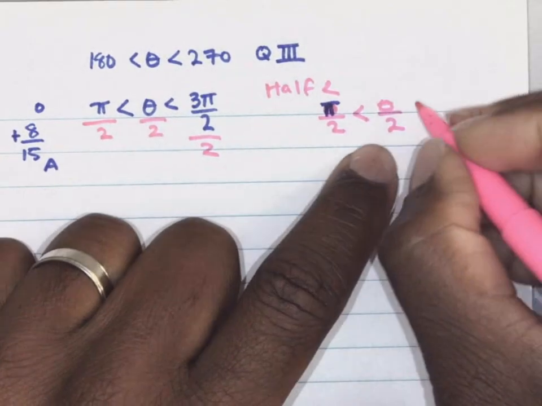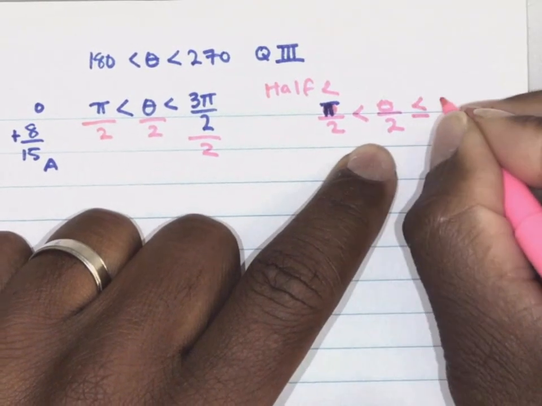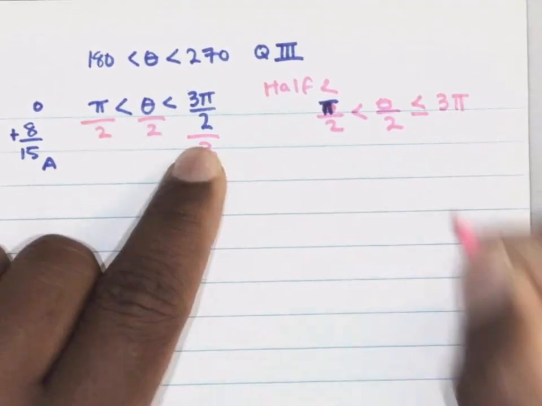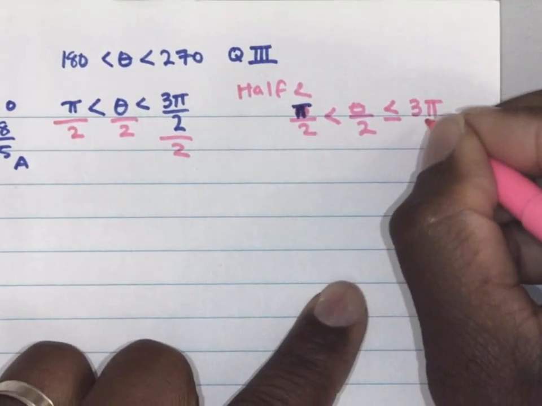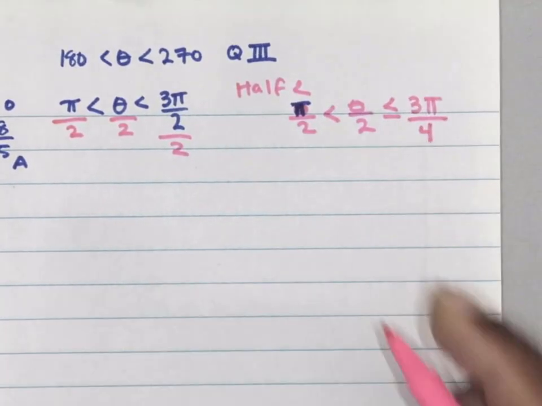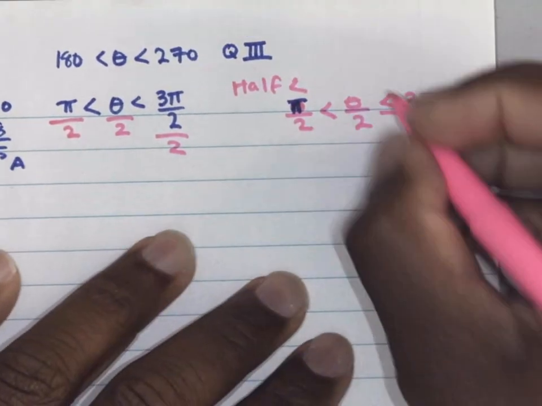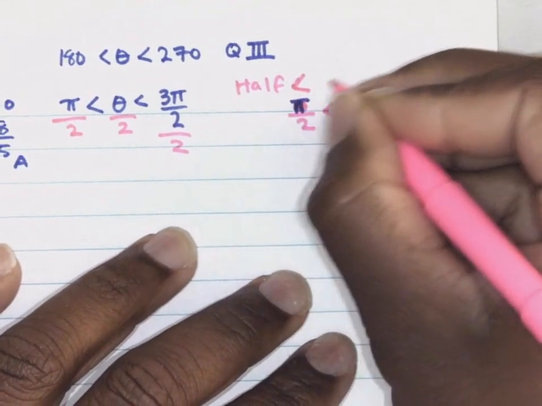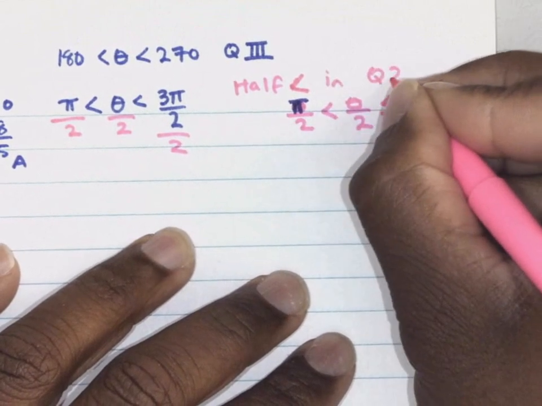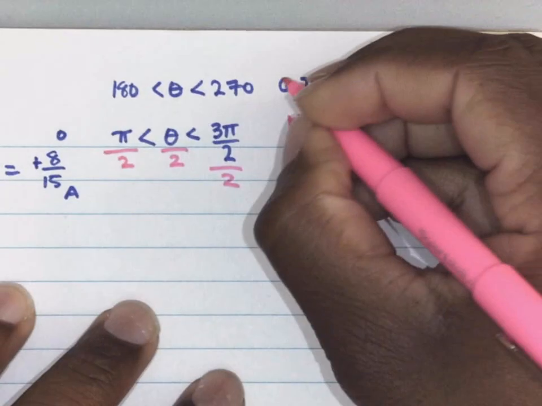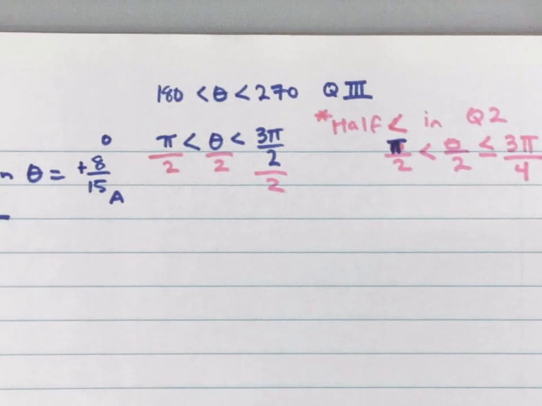And the half angle will be less than 3 pi over 2 times 2, which is 4. So this is 90, this is 135. The half angle is in the second quadrant. So half angle in quadrant 2. And that's important when we get ready to choose our sine.